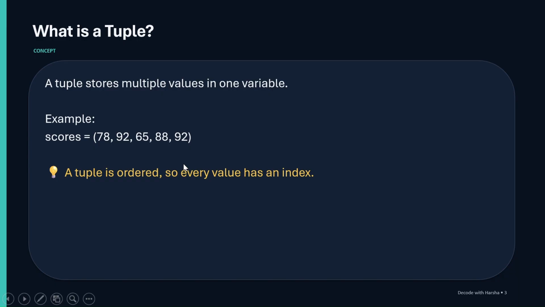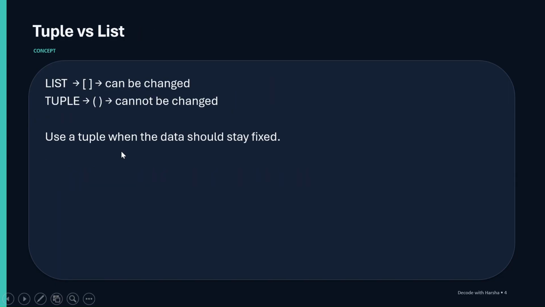Always remember a tuple is ordered, so every value has an index. So a tuple will always be ordered. You cannot change the order of the tuple, and the index number will always be fixed for the tuples. Let's see that one by one.